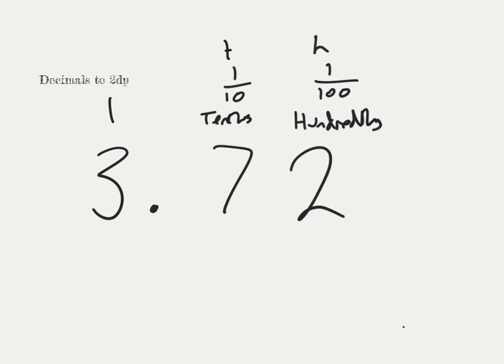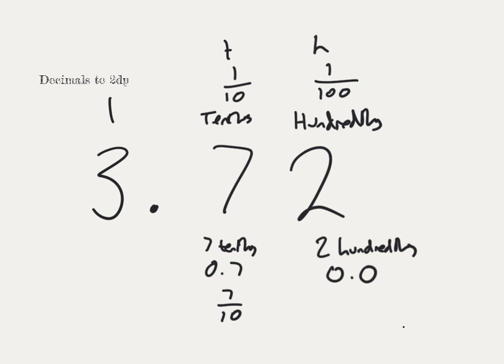So in this number, I have 3 ones, 7 tenths. I could say 7 tenths, or I could say 0.7, or I could say 7 tenths as a fraction. For the hundredths, I could say I've got 2 hundredths, or 0.02. Look at the place value. We've got no ones, no tenths, and 2 hundredths when we're just looking at the 2, or 2 hundredths.